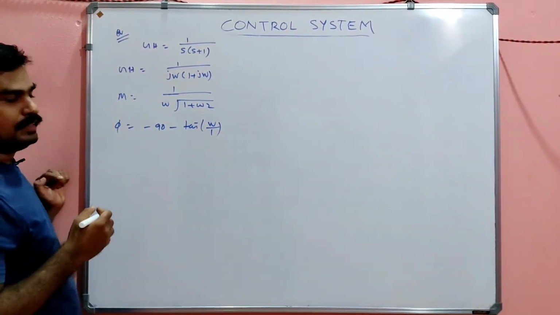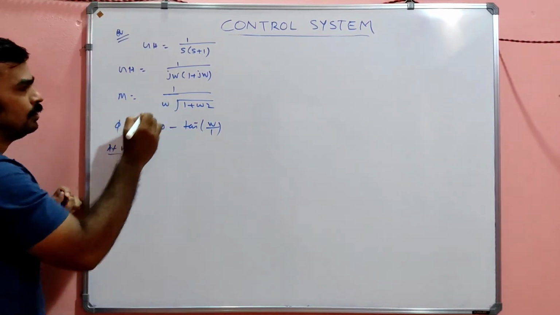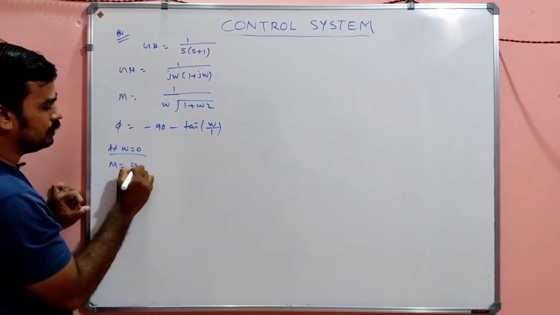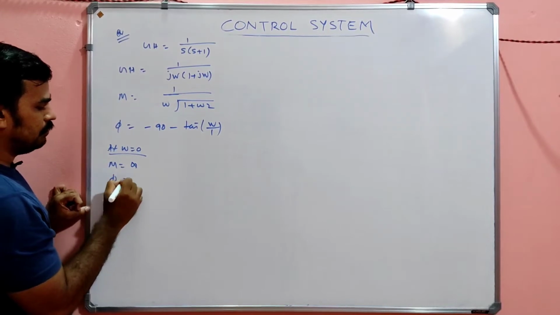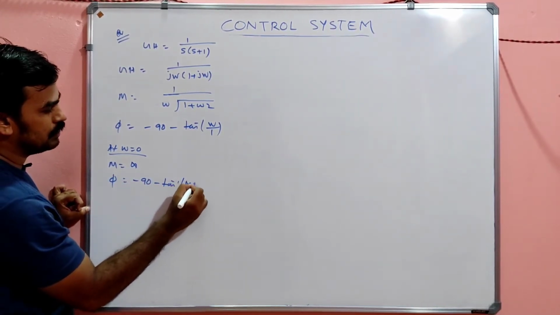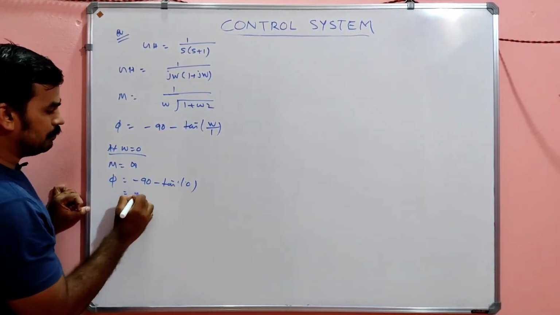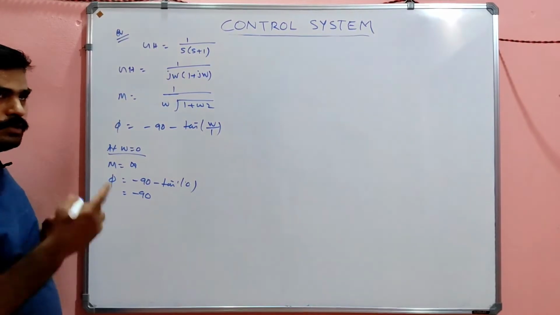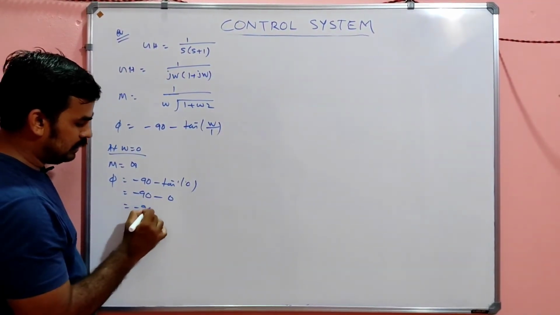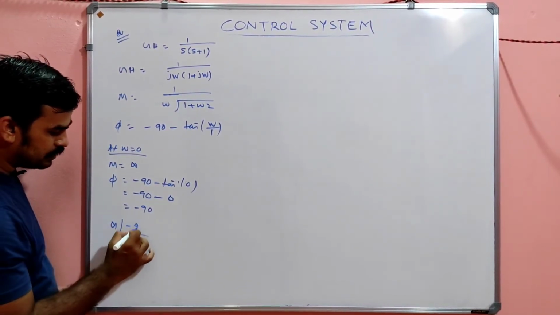Correct now? So at omega equal to 0, what happened? The magnitude will be something by 0, my dear, infinity. And the phase angle will be minus 90 minus tan inverse 0, so it becomes minus 90. What is tan inverse 0? Sin 0 by cos 0, correct? So 0. So minus 90 only. So the magnitude versus angle representation will be this much.